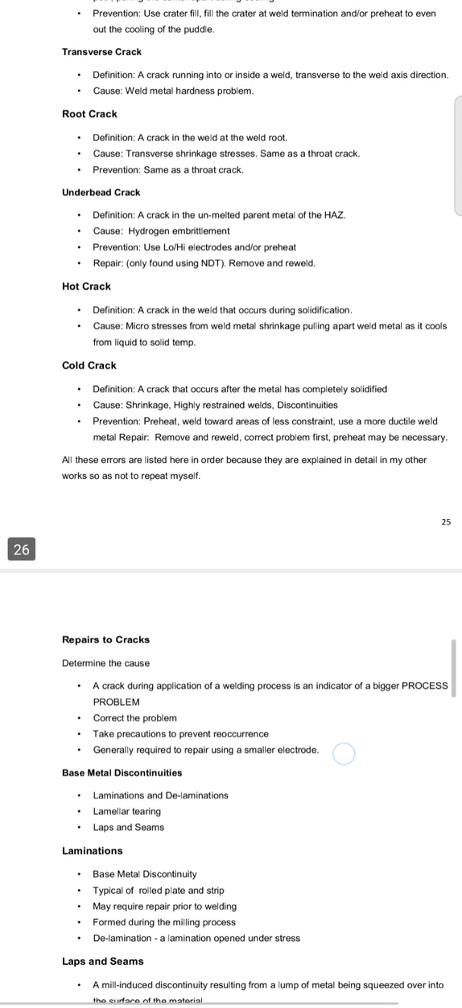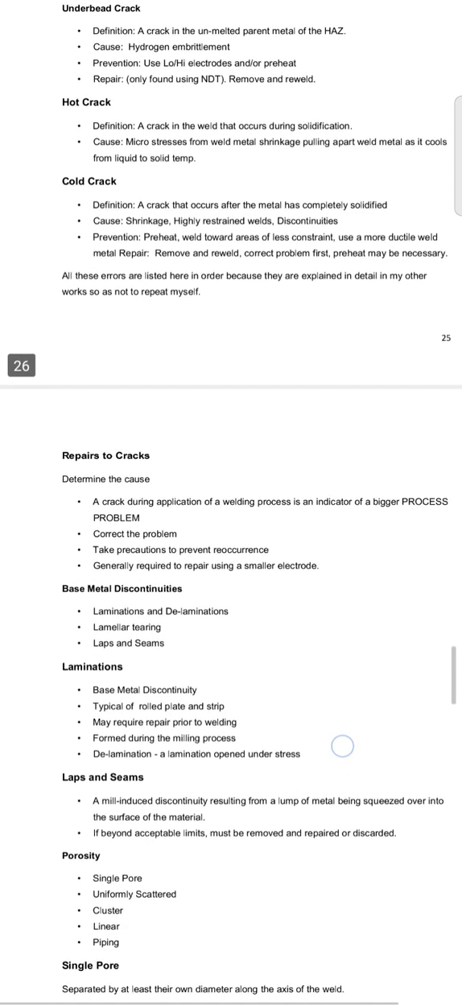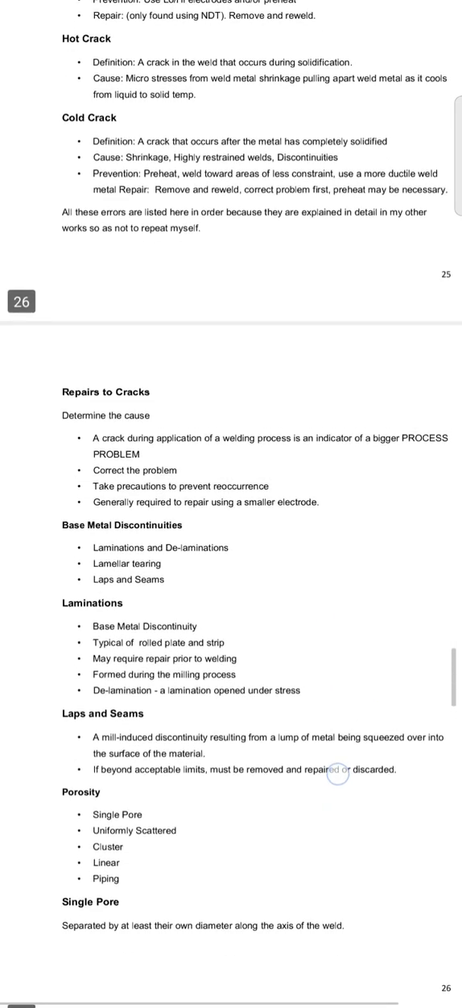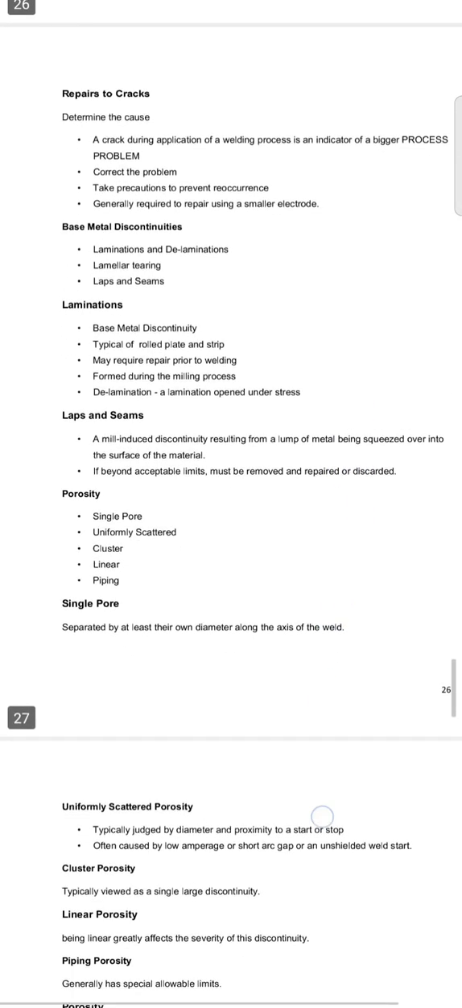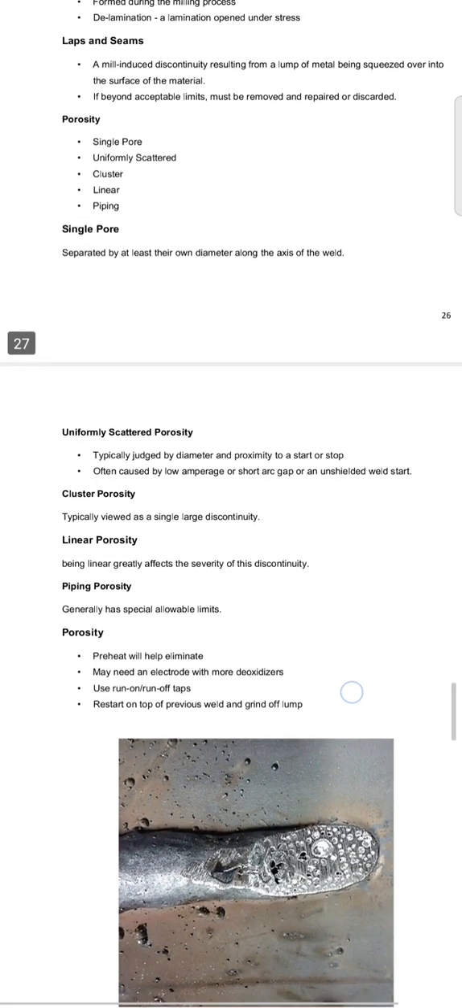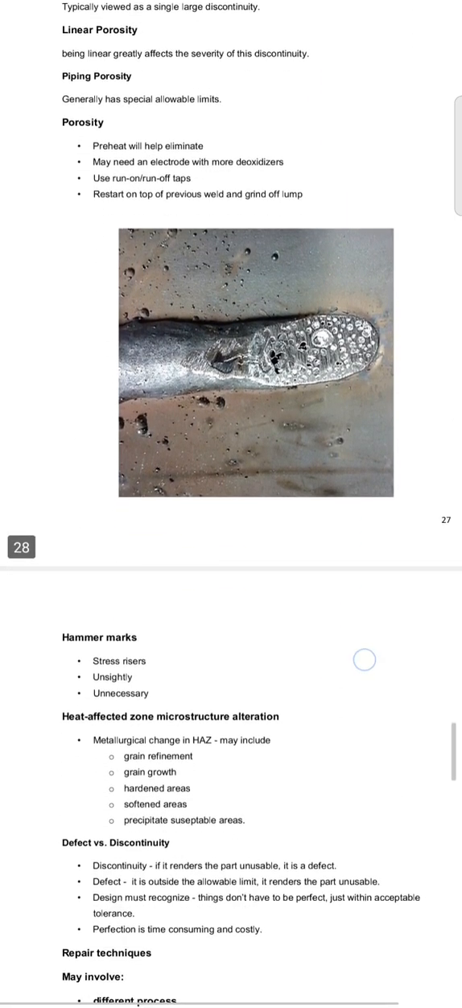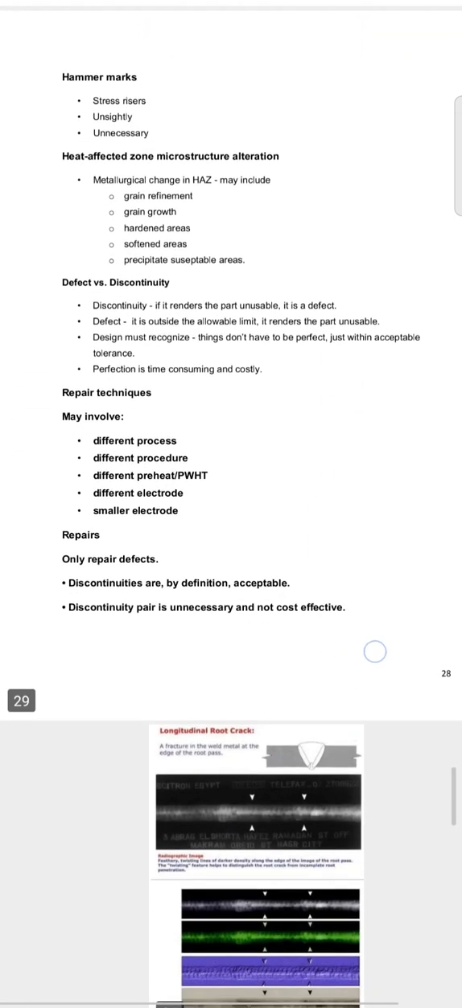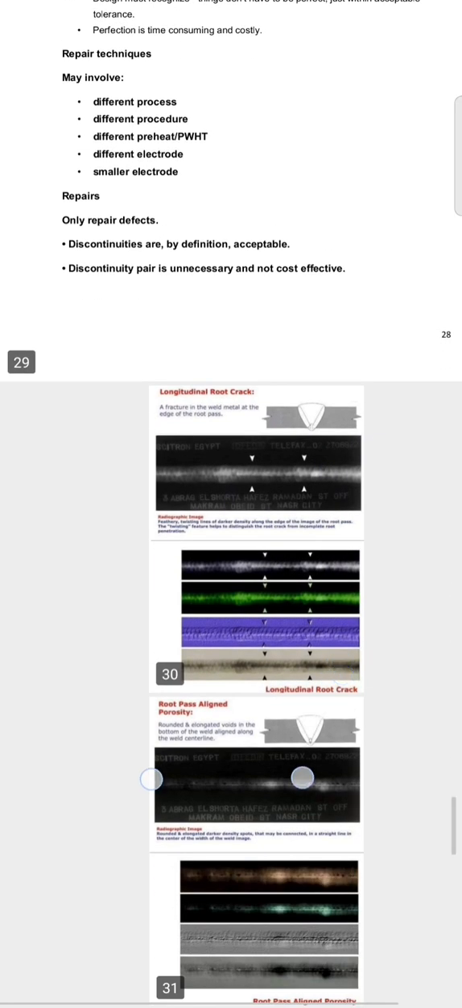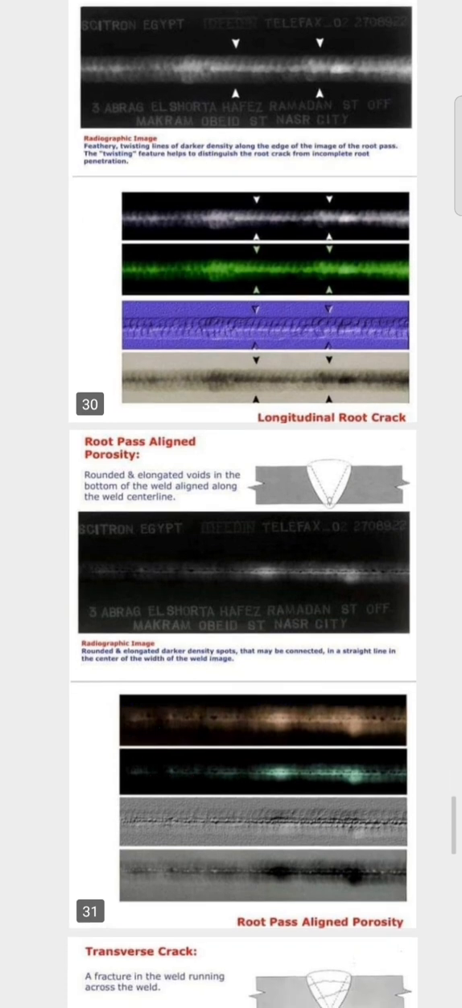Transverse crack. Definition: a crack running into or inside a weld, transverse to the weld axis direction. Root crack. Definition: a crack in the weld at the weld root. Underbead crack. Definition: a crack in the unmelted parent metal of the heat-affected zone. Hot crack. Definition: a crack in the weld that occurs during solidification. Cold crack. Definition: a crack that occurs after the metal has completely solidified.